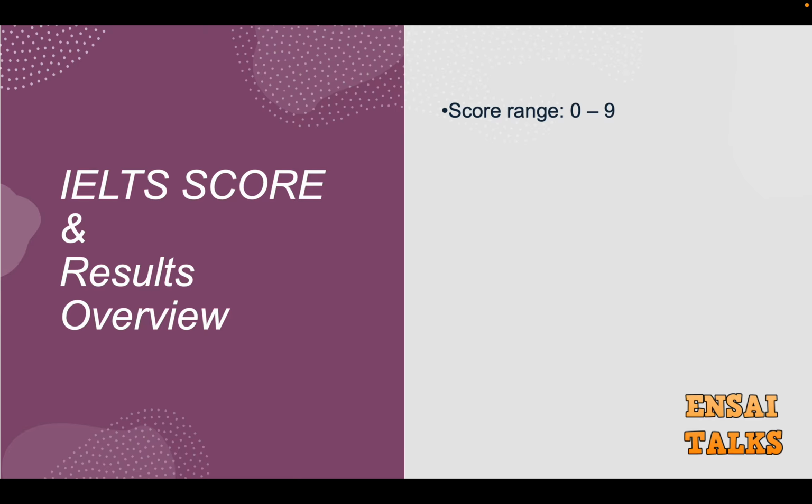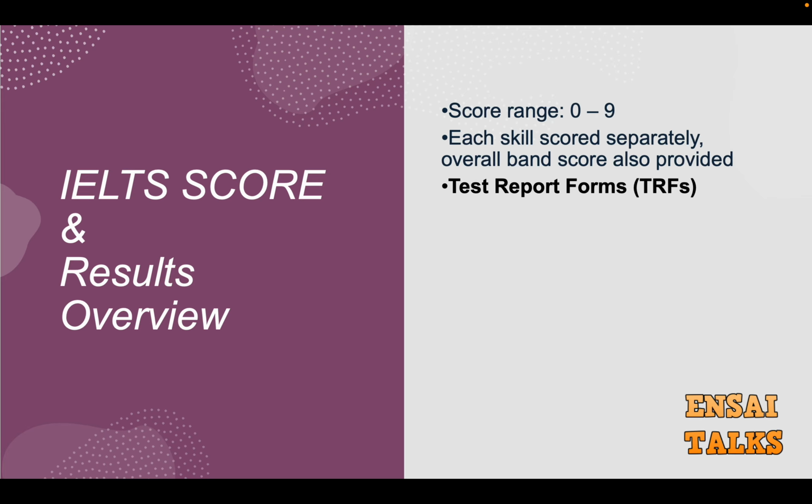Let's talk about the IELTS score and results overview. So there is nothing like pass or fail, and the score ranges basically from 0 to 9, and it also depends upon your goal. Like for some colleges and universities and for some specific courses, they just need 5 bands, 6 bands. So it completely depends upon the course or the goal that you are aiming for.